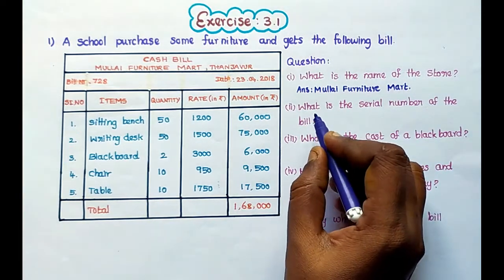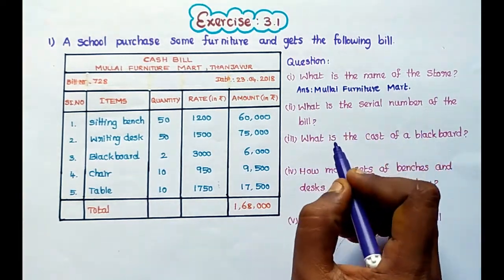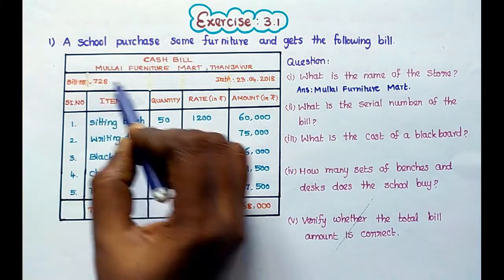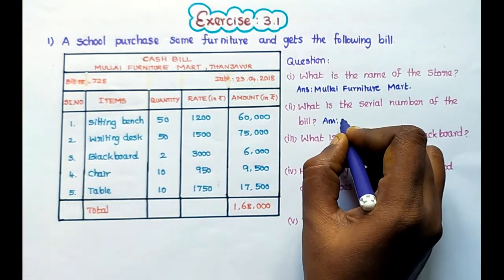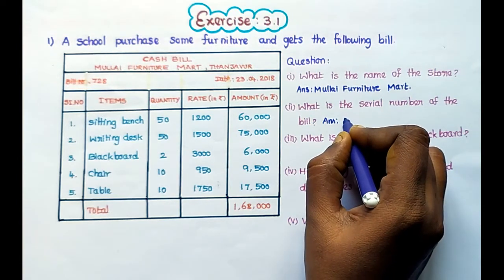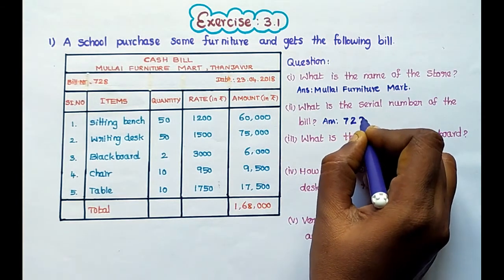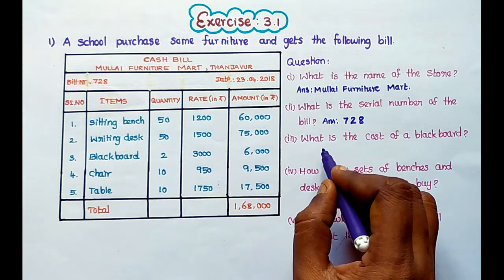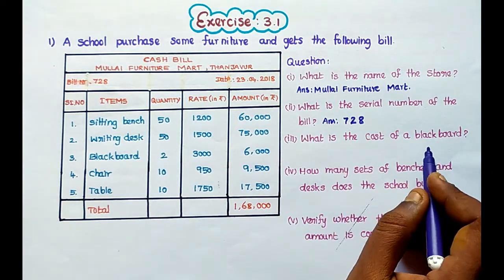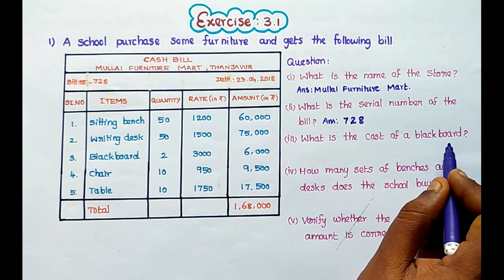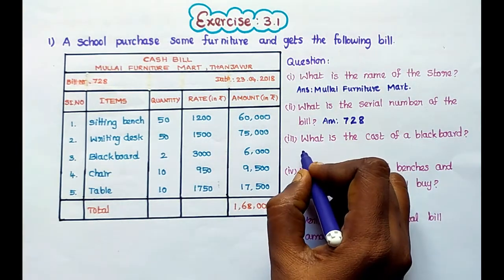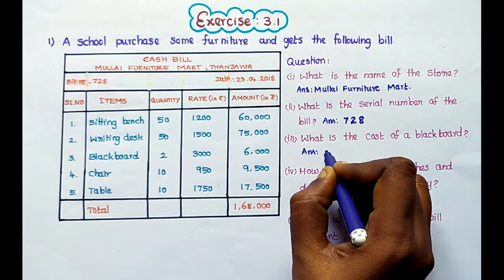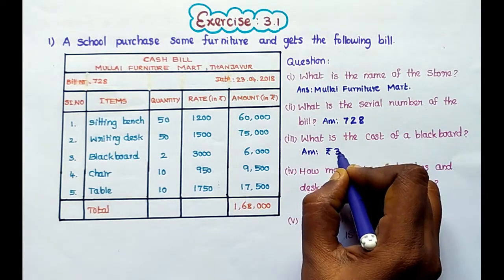Next one, what is the serial number of the bill? 728. Next one, what is the cost of a blackboard? One blackboard costs how much? Answer, rupees 3,000.